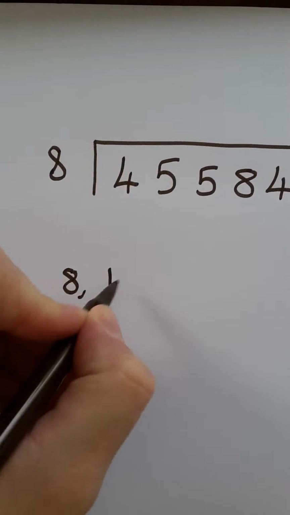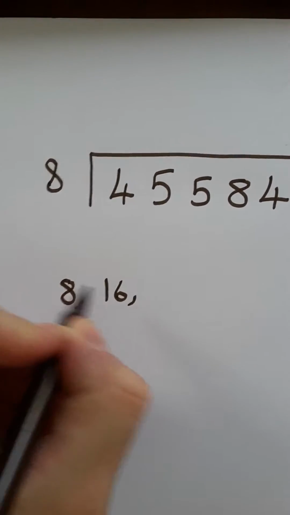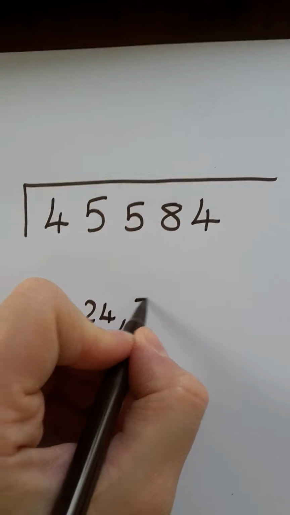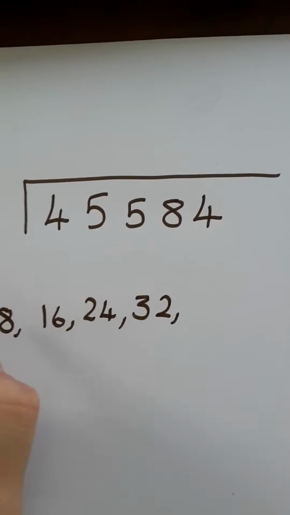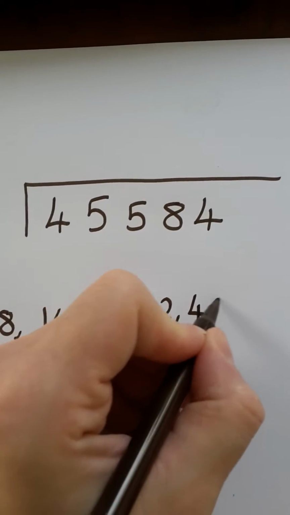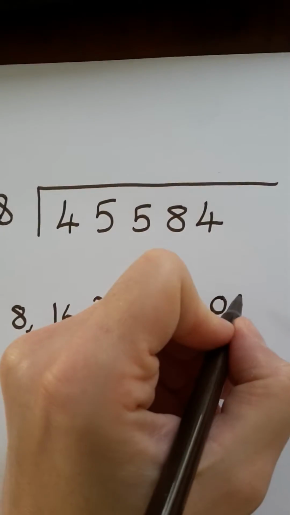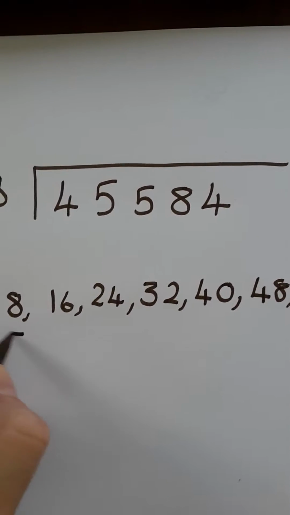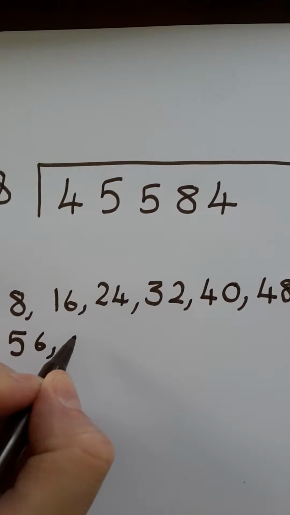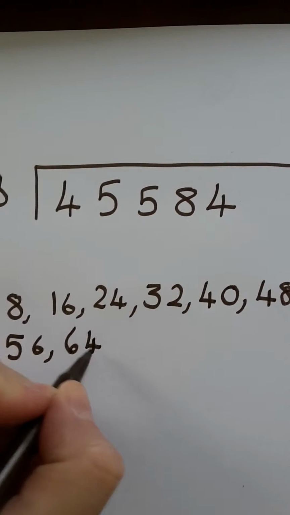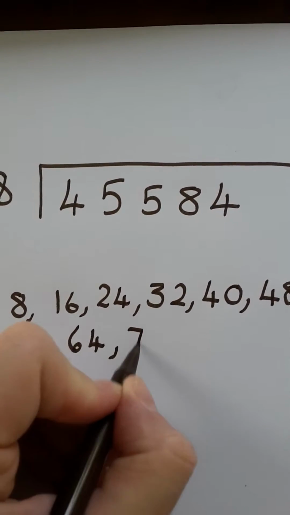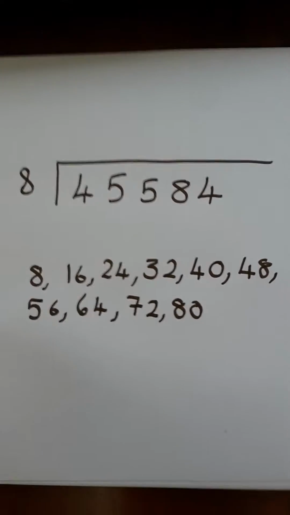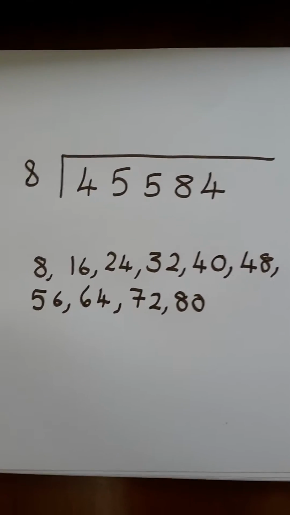8, 16, 8 plus 16 is 24, 24 plus 8 is 32, 32 plus 8 is 40, 40 plus 8 is 48, 48 plus 8 is 56, 56 plus 8 is 64, and the next one is 72, and then 80. Okay, so I've quickly done the 8 times table up to 10.